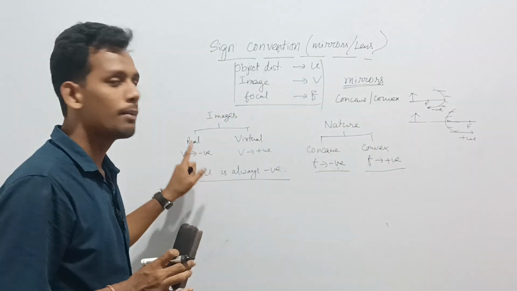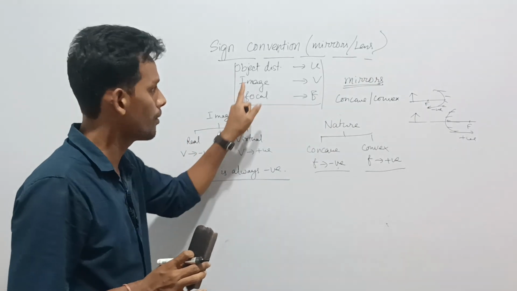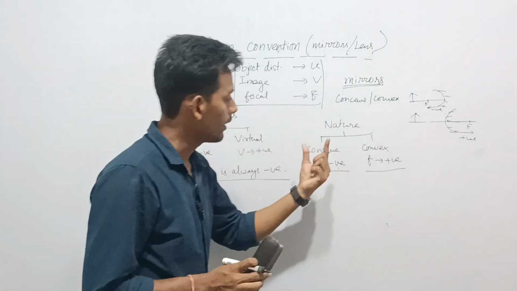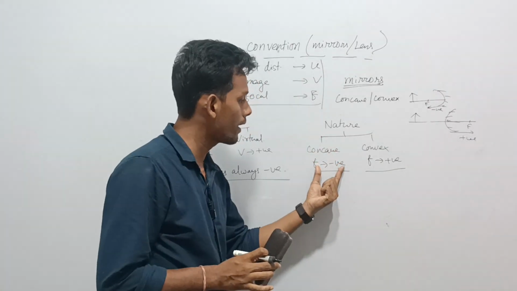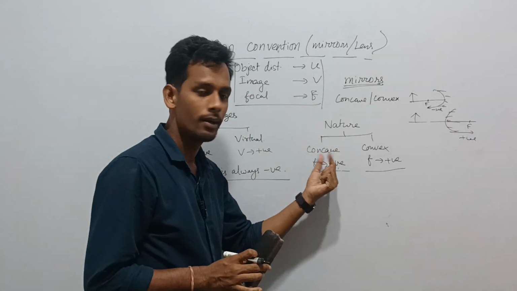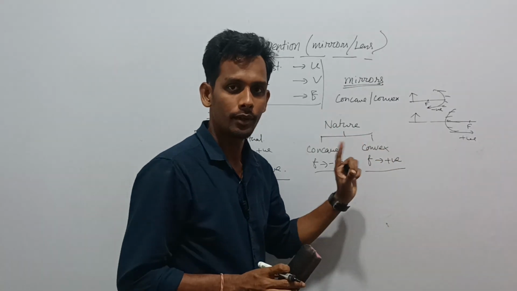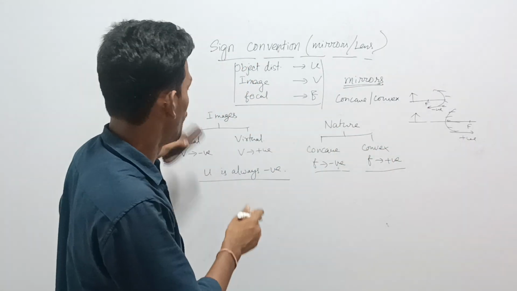Then for a real image, v is negative, v meaning image distance. For a virtual image, v is positive. Again, if f, that is the focal length, is negative, the mirror is concave. If f is positive, the mirror is convex. Clear?